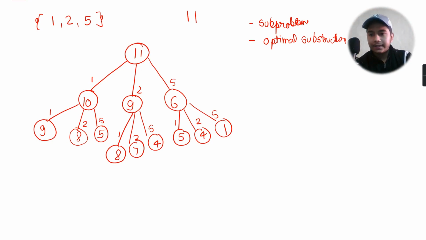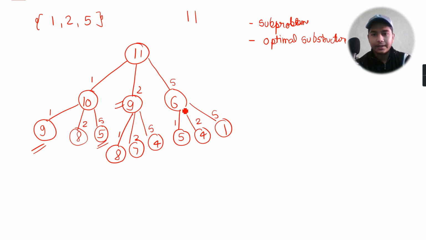So you can see that this 9 appears here as well as here. This 5 appears here as well as here, right? So these are the problems that we have been repeating. We have repeating sub problems, right? Now, how to solve that is the main issue.